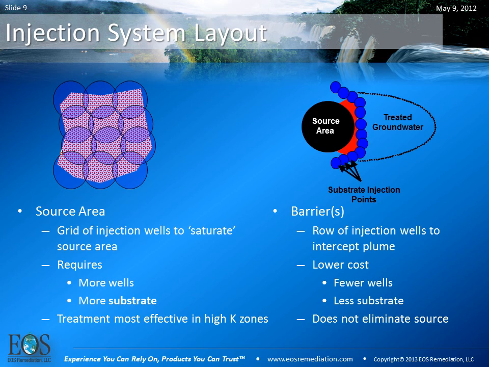When you're looking at barriers, this is a row of injection wells that is designed to intercept the plume, so you're not actually injecting directly into the source area. What you're doing is the contaminant is dissolving into the aqueous phase and being transported down gradient, where it is intercepted by this treatment zone. So this is essentially a permeable reactive barrier. Typically it offers lower costs because you require fewer wells, and less substrate is required as well.